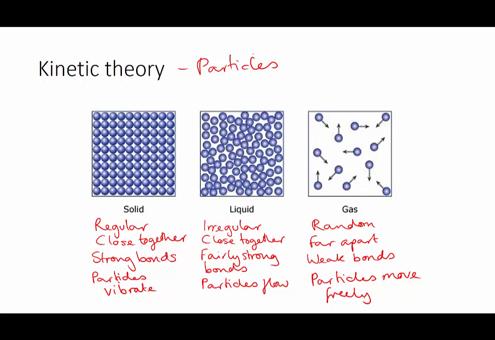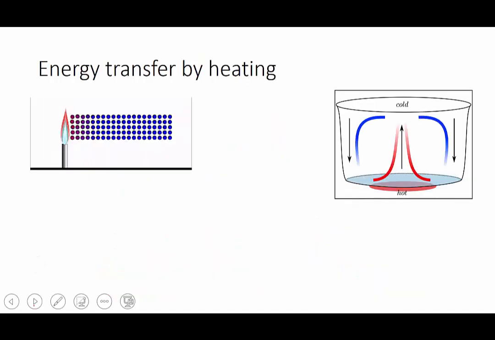As an object's heated, the particles are going to gain more kinetic energy, so they're going to start to move around more or vibrate more if we're talking about a solid. And when a change of state happens, the energy that's going into the material is used to break bonds. Okay, so that leads us on nicely to the energy transfers by heating, and we've got two transfers here.